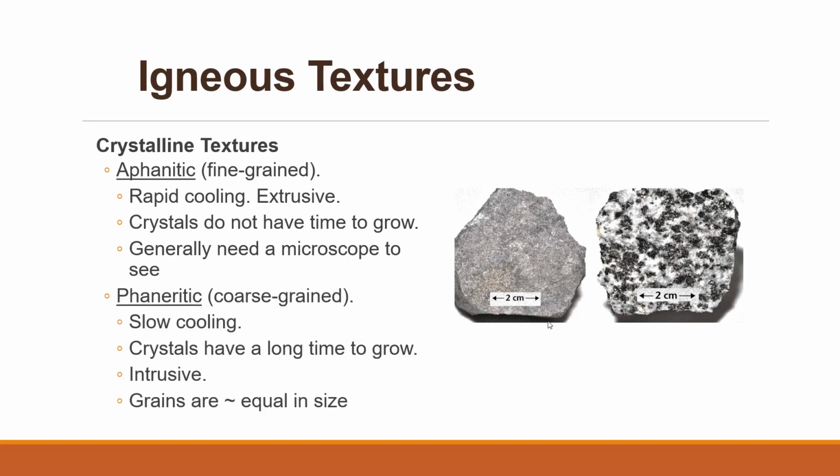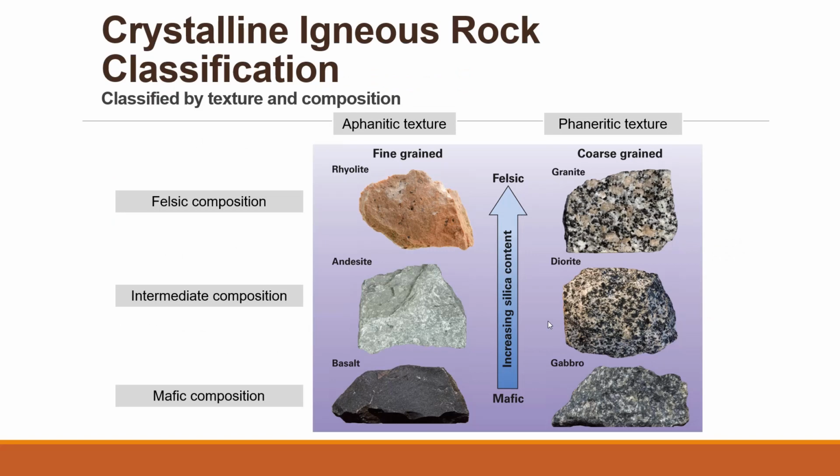Phaneritic, which are coarse-grained rocks, will have a slow cooling time. The crystals have a long time to grow. They're intrusive. The grains are about equal in size, and they're easily visible. So we combine the texture and the composition to get our different rocks.